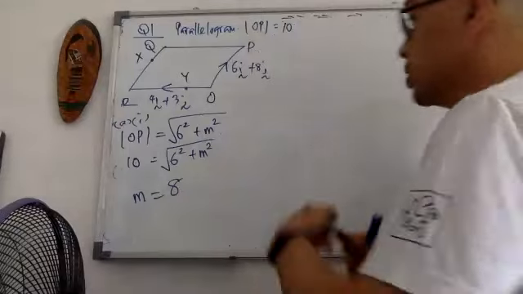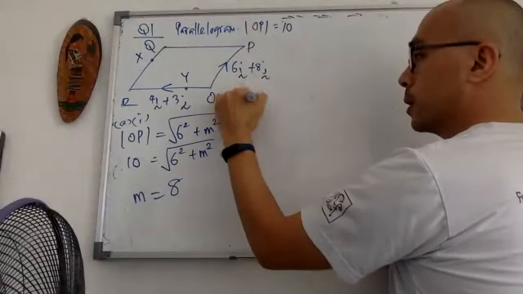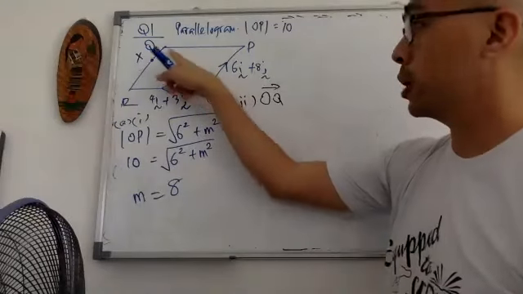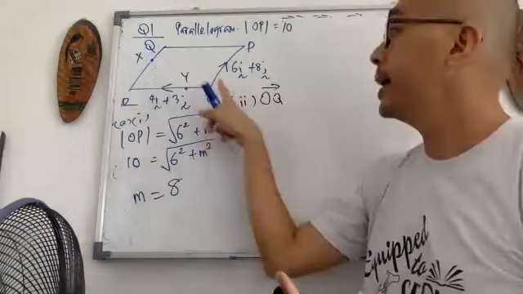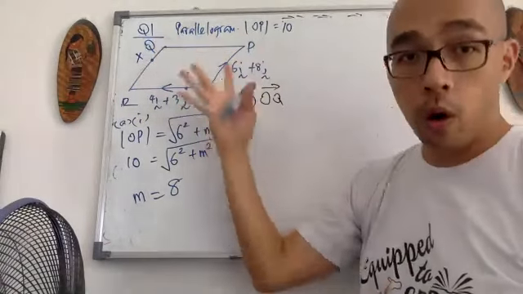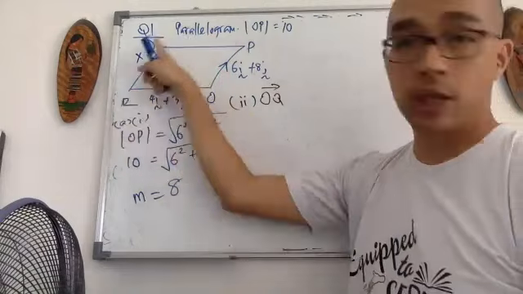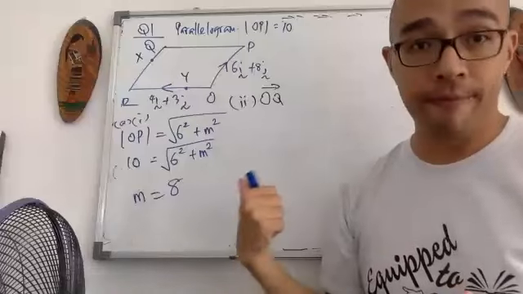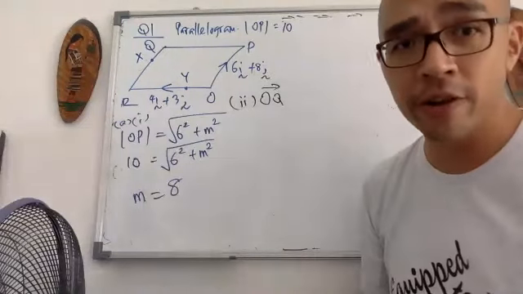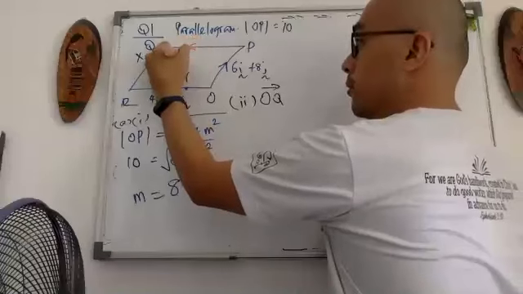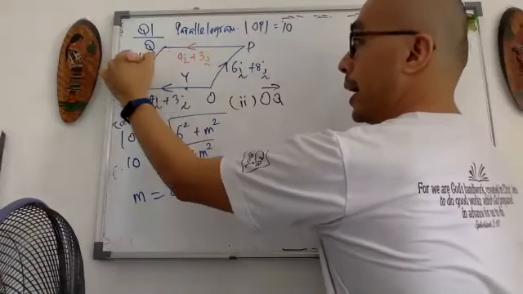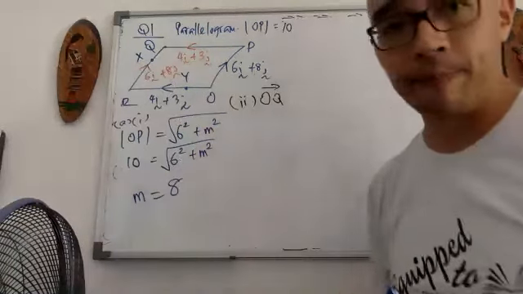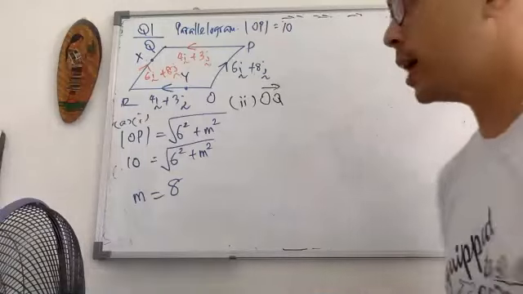Next is OQ. Let's mark it out. How do we go from O to Q? There are two ways: either O to P, P to Q, or O to R, R to Q. Either way is the same because this is a parallelogram. And because this is a parallelogram, as I said earlier, this is also 4i plus 3j, and this is also 6i plus 8j. No need to think, so either way I use is fine.